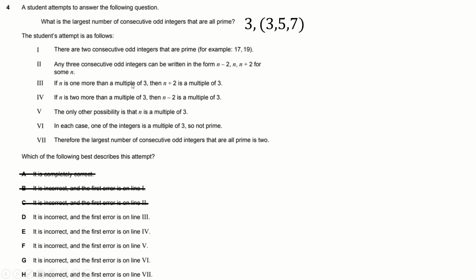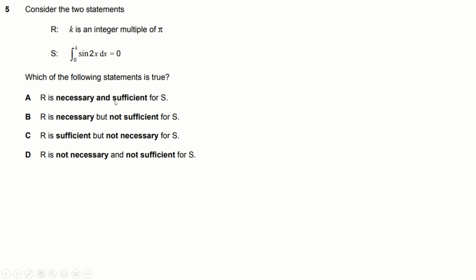Likewise, if n is 1 more than a multiple of 3, then n plus 2 is of course a multiple of 3, so that's fine, and so is the next line just the same. And the only other possibility is that n is a multiple of 3. I agree with all of those lines. Now here, in each case, one of the integers is a multiple of 3, so not prime. What if that multiple of 3 is 3? And then it's prime, and then my example here is demonstrating that, right? It's the one that's just a multiple of 3, which is 3 itself, which is prime. So therefore, that's the error. He's just left out the idea that 3 itself could be prime.